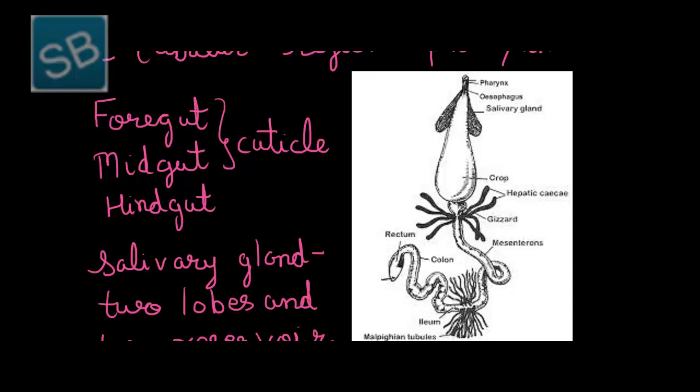Following it, the bag-like posterior structure known as rectum occurs. It is further folded inside. Rectum opens to the outside, which is known as anus. Here, anal opening occurs. As stated earlier, anal opening occurs under the 10th segment of abdomen.